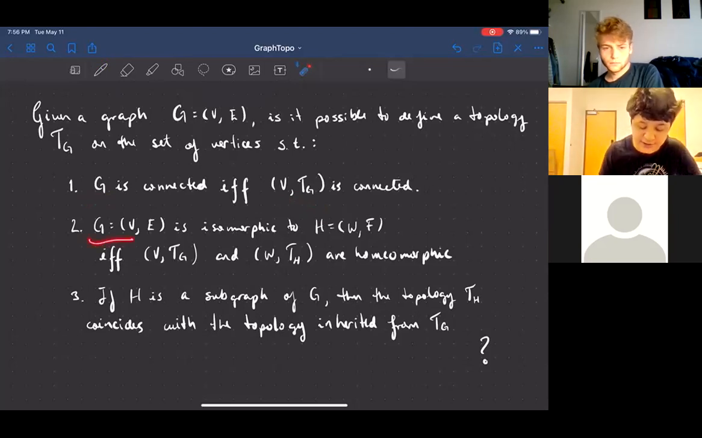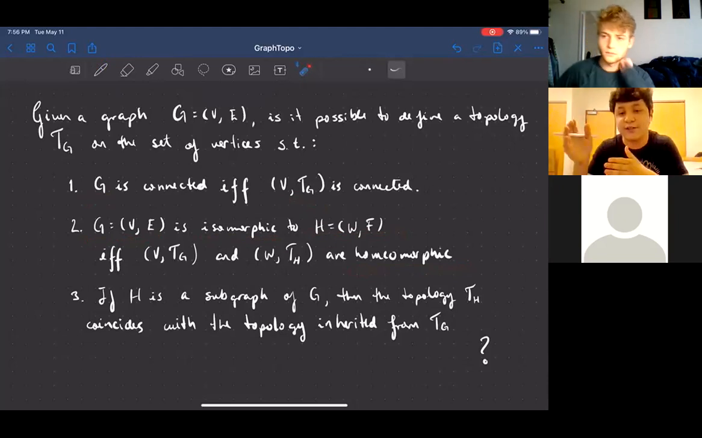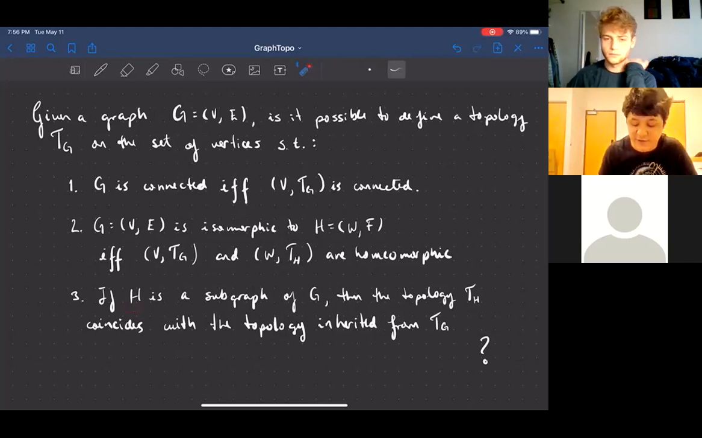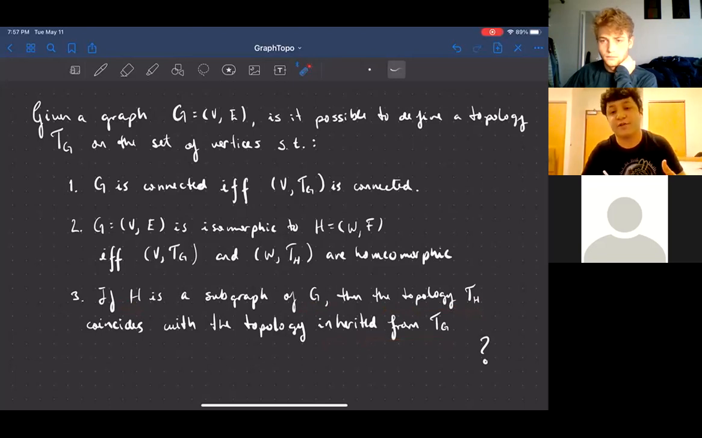The second condition is that if your graph G is isomorphic, then your topological spaces will be homeomorphic. So between two graphs, if you can make a mapping between the vertices of two graphs, then the topological spaces will be homeomorphic. And finally, if H is a subgraph of a graph G, then the topology of the graph H will coincide with the inherited topology of the graph G.